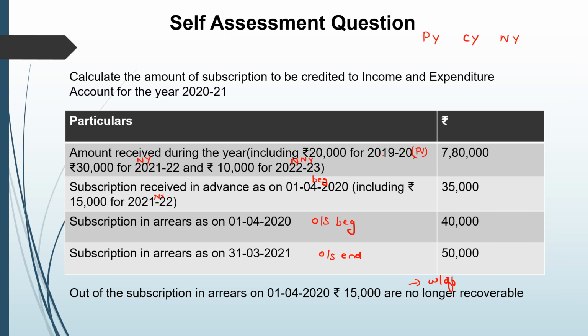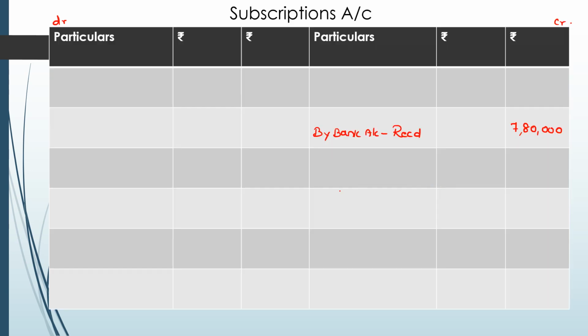Next, going to this amount, we find that subscription received in advance at the beginning. So this is advance at the beginning, which was 35,000. You know advance at the beginning is a credit balance. So we will write it here as by balance brought down. This is the advance at the beginning, 35,000.